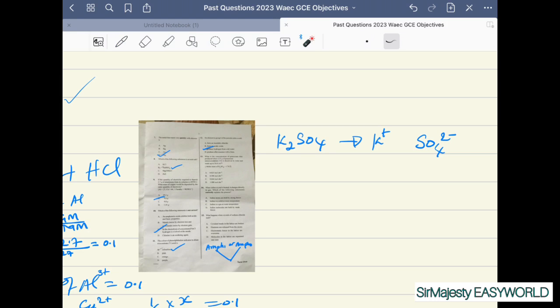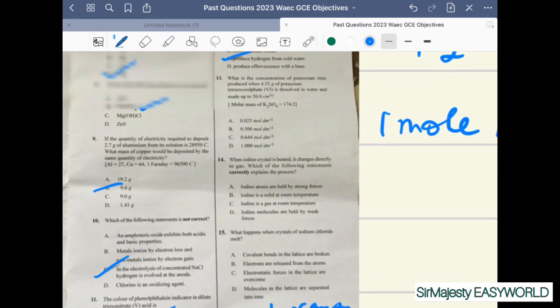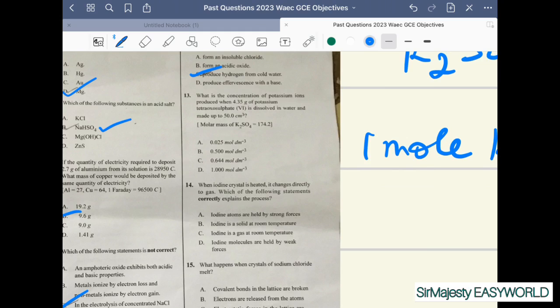Balance the atoms and the charges. We have 2 atoms of potassium on one side, but we have 1 on the other, therefore we should put 2 here, and that makes it balanced. This means they are talking about ions produced from K2SO4. This means that 1 mole of K2SO4 on ionization will automatically give us 2 moles of potassium ions. Then we go back and see the question they are asking us. They now say, what is the concentration of potassium ions?